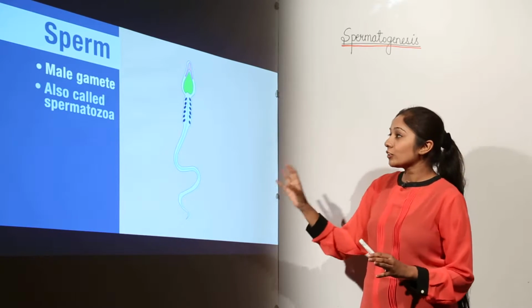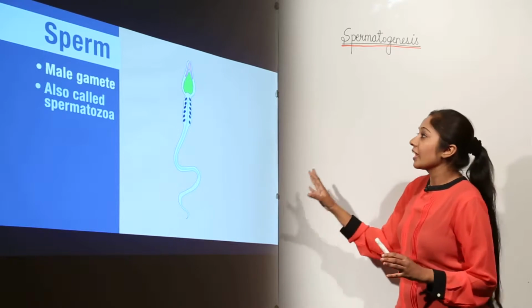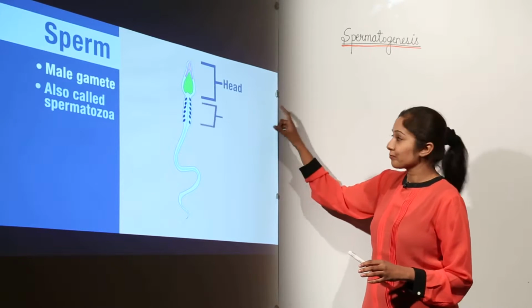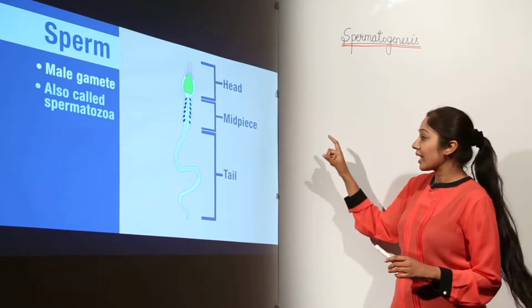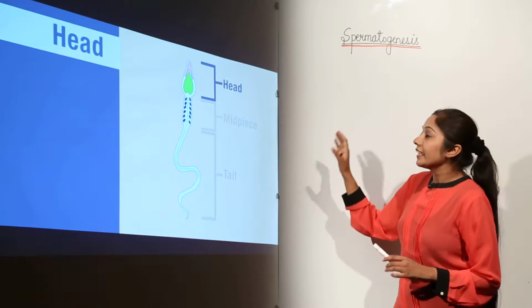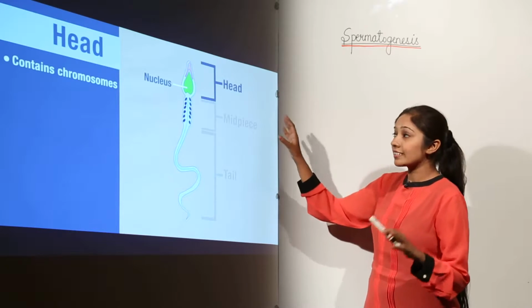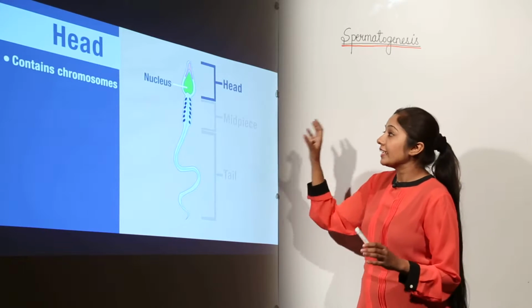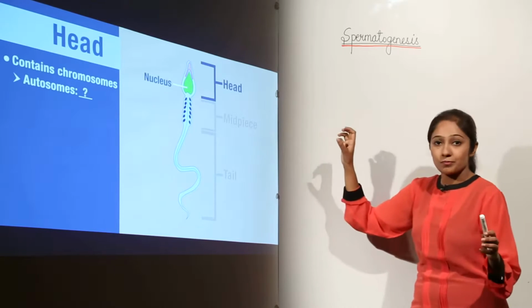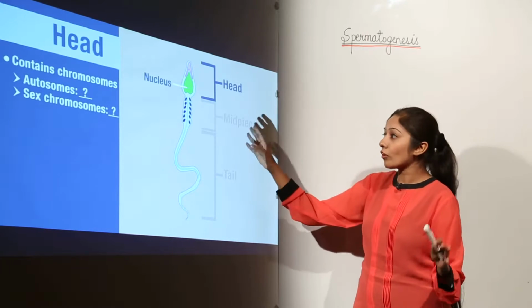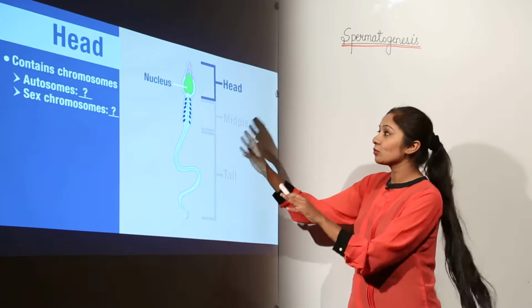This is divided into three main regions, and these three main regions are the head, the midpiece and the tail. Let us discuss about the head. Head has a nucleus, and in the nucleus it contains chromosomes, and that is why this is very important. But when we talk about chromosomes, can you tell me what is the number of autosomes and what is the number of the sex chromosomes?